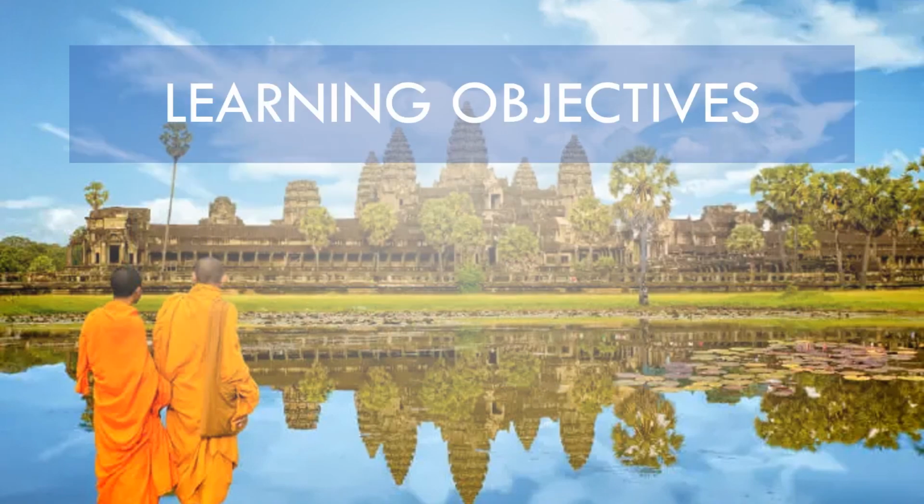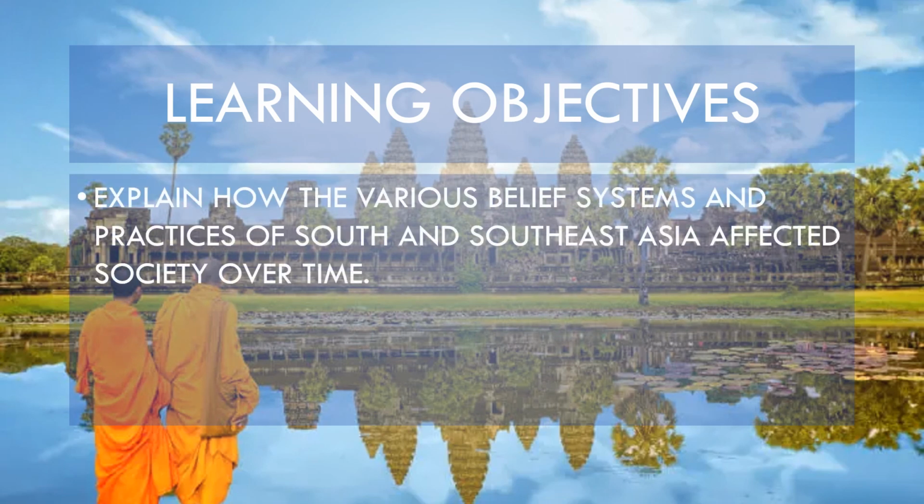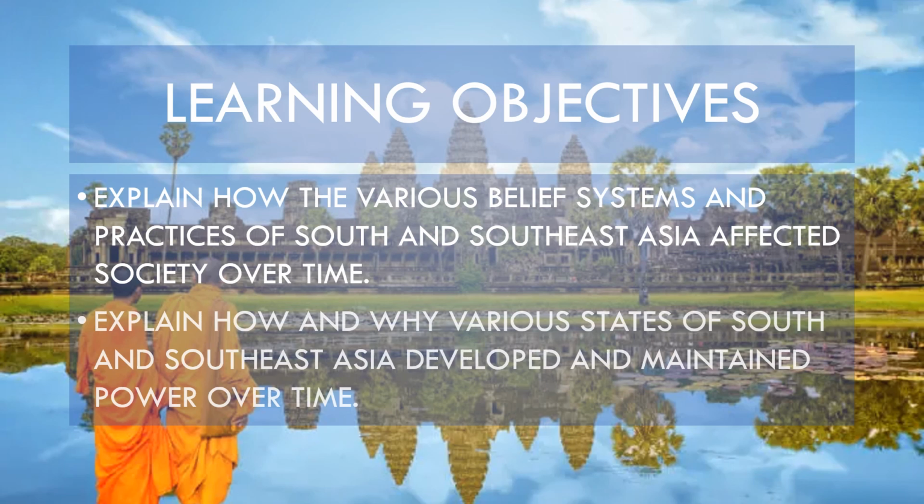Can you read me? What are the objectives here? They're pretty broad. Explain how the various belief systems and practices of South and Southeast Asia affected society over time. Okay, what they're talking about there is clearly going to be Buddhism, Hinduism, and then especially in northern India, Islam. Explain how and why various states of South and Southeast Asia developed and maintained power over time. Again, very broad, similar to some of the things we saw in the objectives with Dar al-Islam.